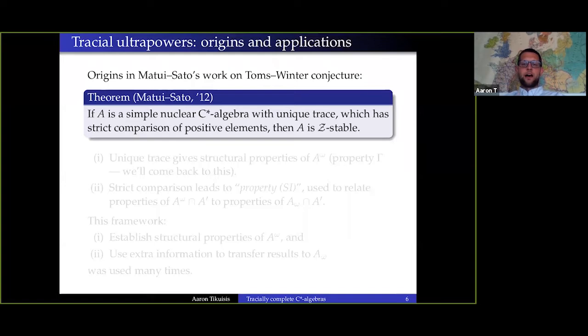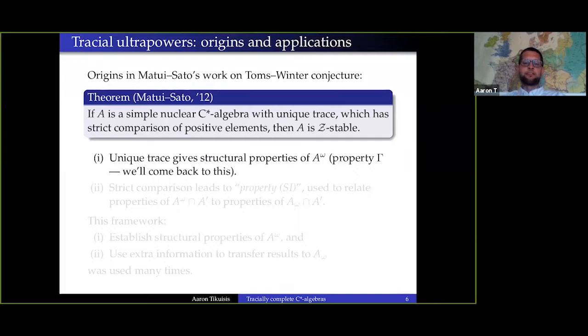Okay, I'm not going to go into what strict comparison means. If you've seen it, good. This theorem is a part of the Toms-Winter conjecture, just to give some buzzwords around that. And Z stability, I'm also not going to go into, but what they did here was prove one of the implications of the Toms-Winter conjecture in this restricted case of unique trace. Okay, so I'll say a bit about how they did this.